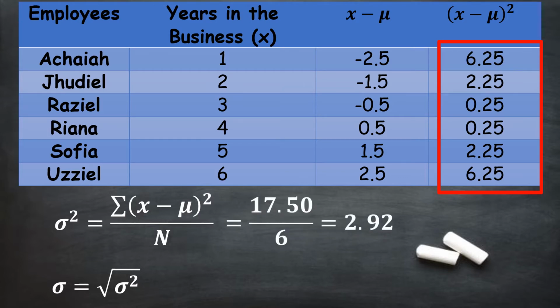Getting the summation of the last column, we will have 17.50 all over 6 since we have 6 participants. Simplifying, we will have the population variance as 2.92. Next is the population standard deviation. So all we have to do is get the square root of 2.92, and the square root of 2.92 is 1.71. So meaning the population standard deviation is 1.71.